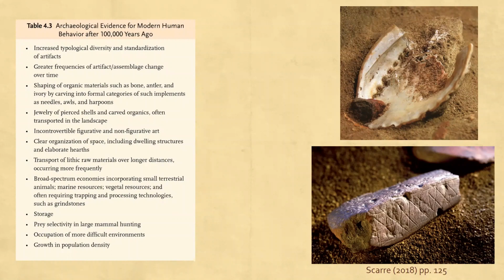The transport of lithic raw materials or stone over longer distances occurs more and more frequently as it's recognized what the better resources are and the need to move them across the landscape at greater distances. We see broad spectrum economies develop, incorporating small terrestrial animals, marine resources, vegetable resources, and often requiring trapping and processing technologies, grindstones for processing other foods. Food storage begins to show up in some forms, prey selectivity and large mammal hunting, these specific task forces and specific technologies for different types of foods.